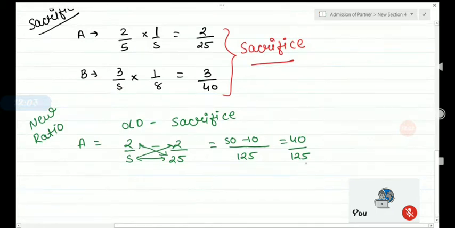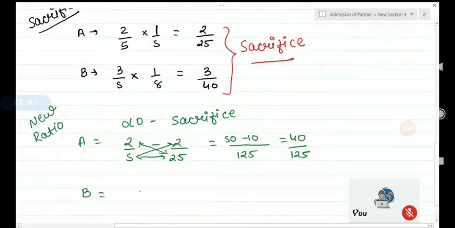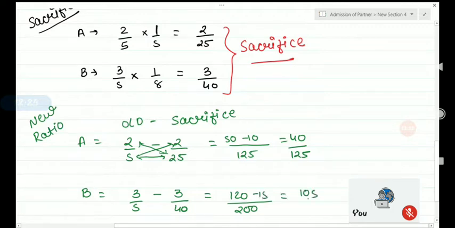Now let's calculate the same for B. His old ratio is 3 upon 5 minus 3 upon 40, which is his sacrifice. So 200, 40 3s are 120 and 5 3s are 15, minus 15. So here we will get 105 upon 200.